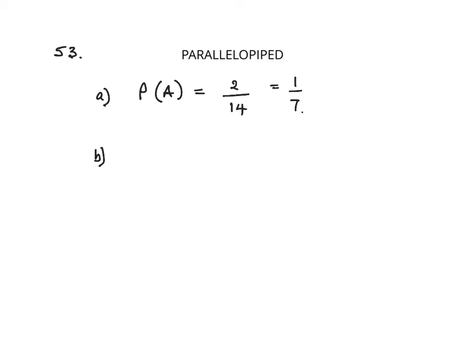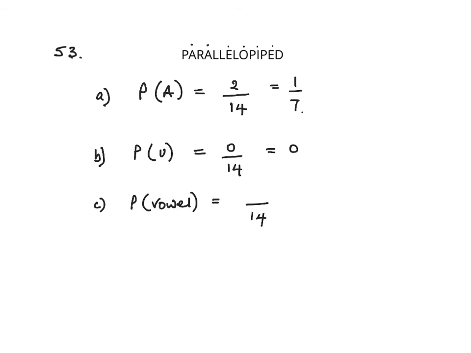Part B, the probability of getting a U. Well, if you look carefully, you'll see that there are no U's in the word parallelepiped. So it's 0 out of 14, and that is a probability of 0. Probability of getting a vowel. Well, we have 14 letters in total. How many vowels do we have? We've got A, E, O, I, E. 1, 2, 3, 4, 5, 6. Total of 6 out of 14. We can simplify that by dividing top and bottom by 2.